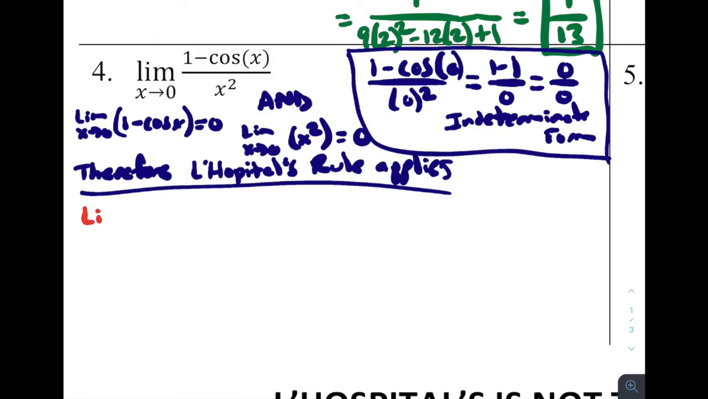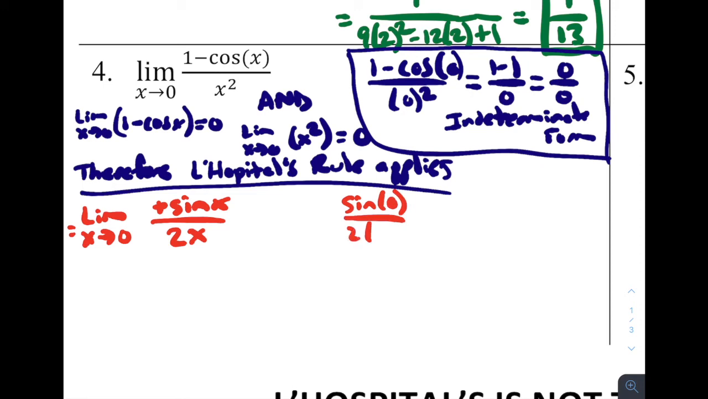So this is going to be equal to the limit as x approaches 0 of the derivative of 1, which is 0. The derivative of negative cosine is positive sine of x. And then the derivative of x squared is 2x. What happens now if I do direct substitution? Well, I then have sine of 0 over 2 times 0. Sine of 0 is 0. 2 times 0 is 0. Uh-oh. We have indeterminate form again.